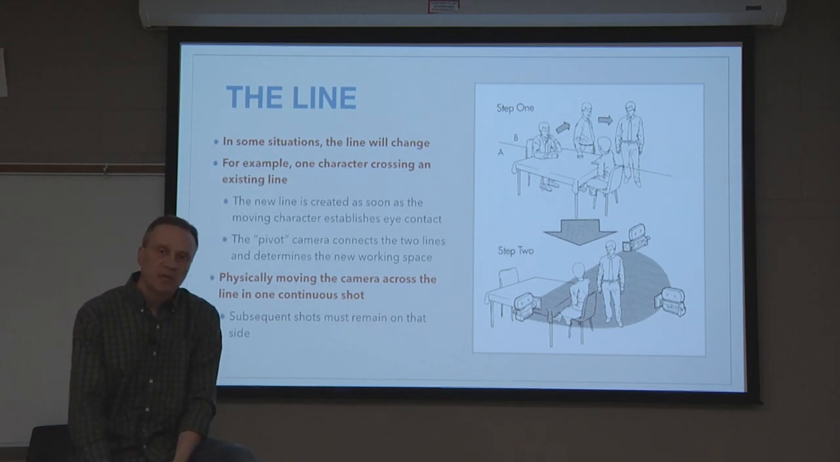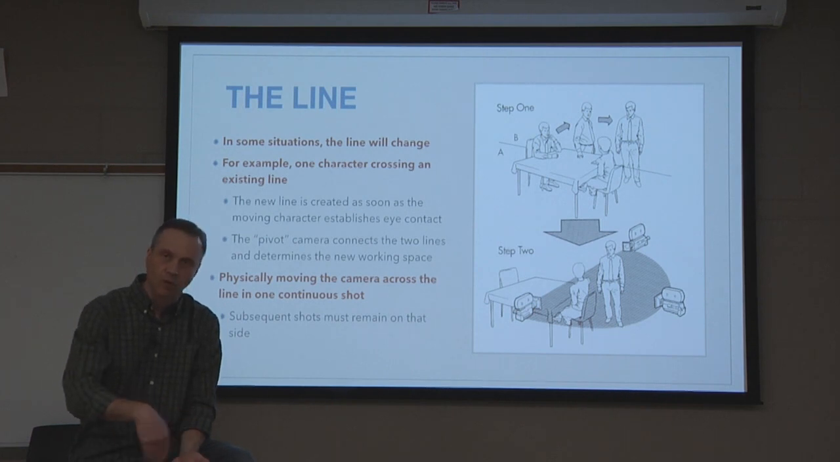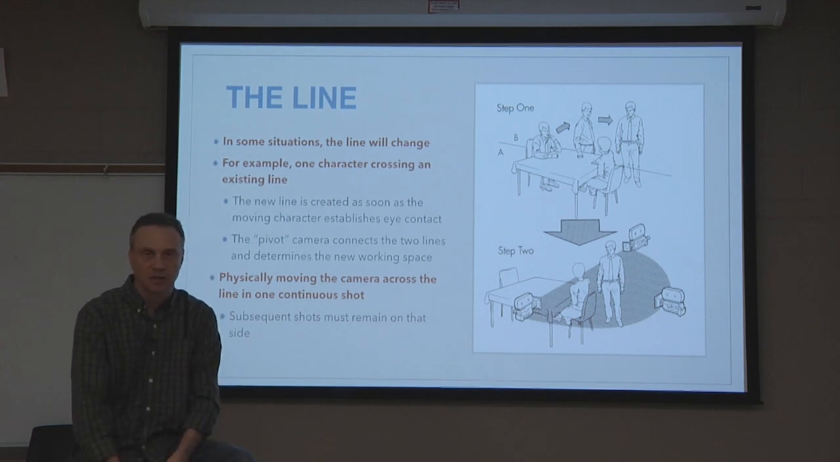But then what happens when we cut? Once we move across that line, rolling, then we cut that shot and then go to another close-up or something.